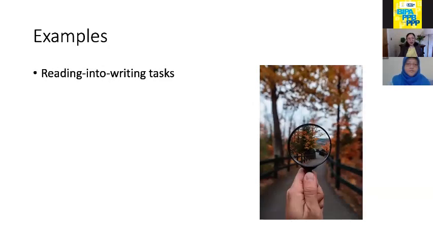Right, so now we've come to the most anticipated part, I'm sure. We'll look at two reading into writing tasks. I deliberately chose two reading into writing tasks. You might wonder why not another task type. Well, my intention is to show you that one form can be used to target different proficiency levels and also different type or different genre, if you like. Okay, let's take a look at the first one.